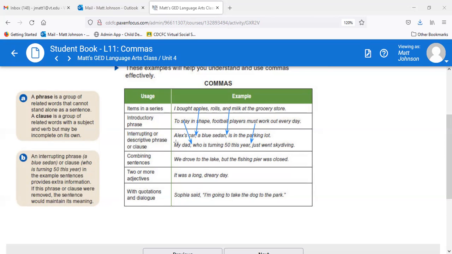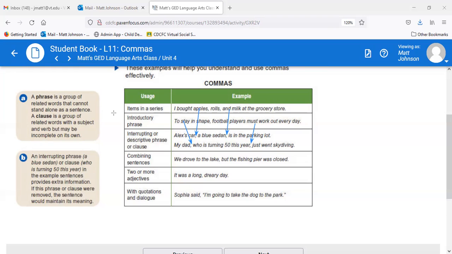But with these interrupting phrases and clauses, we add the commas and we can add in more information and it will still flow and make sense. So, who is turning 50 this year, right? That's not a complete statement. It's a clause, but we can drop that in between and make a whole, or we can add to the sentence.